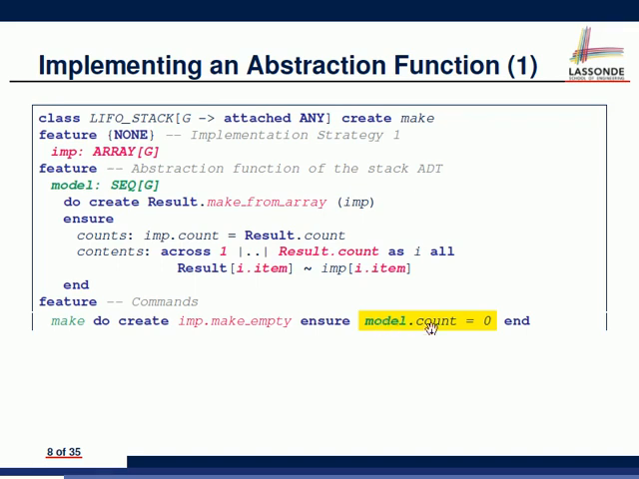So when we say model.count, think about how this post-condition is going to be checked. Thinking this way: I'm trying to create an empty array, and then I want to ensure that the abstraction model for this stack, doesn't matter if that's implemented using an array or linked list, I want to get a model of that. And the way I construct a model is by using this abstraction function over here. Okay? Once I convert that into the model, I would say the model.count should be equal to 0.